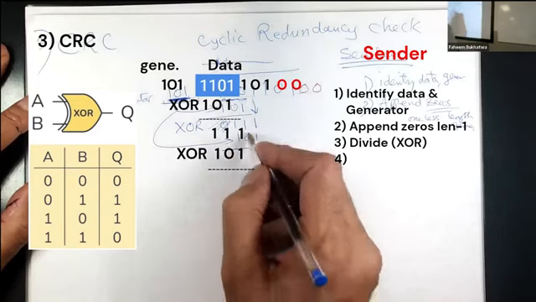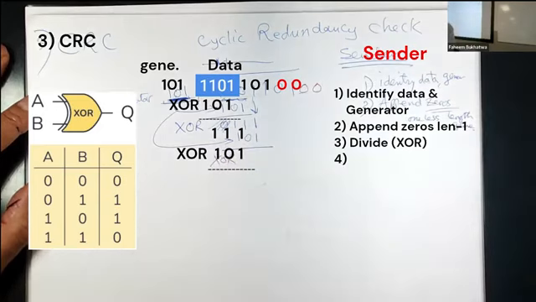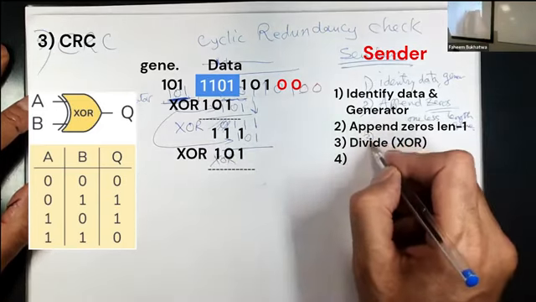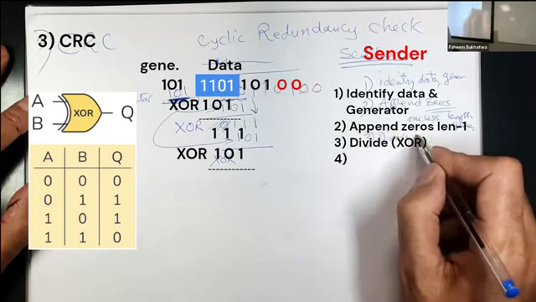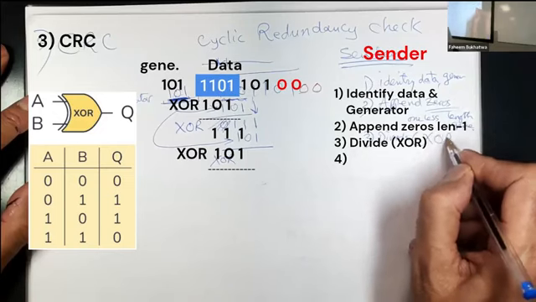Now we divide again, or XOR. Don't forget, it's not a division, it's XOR. So this is the third step, divide. But just to remind you, it's not division, it's XORing.